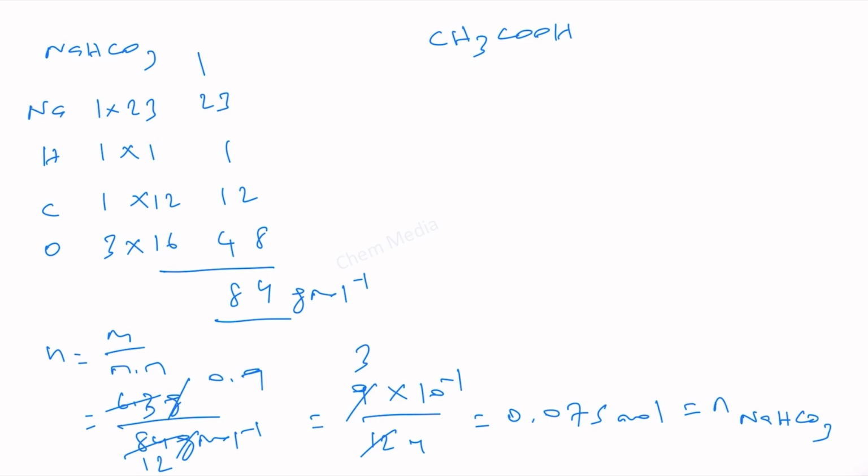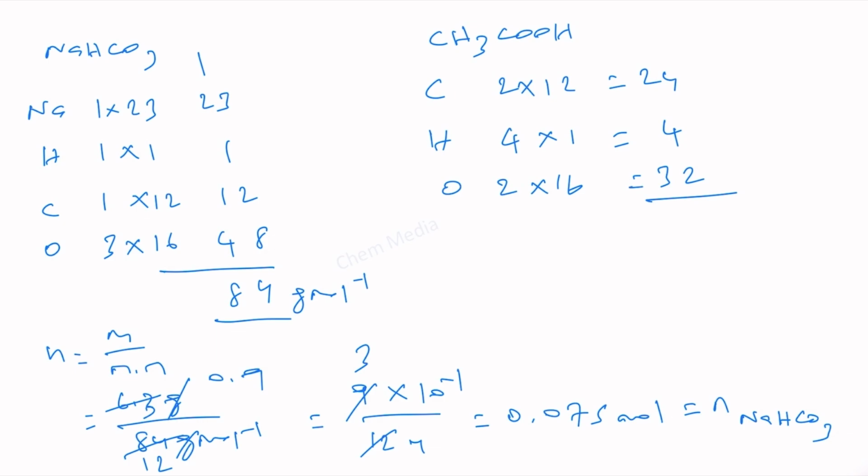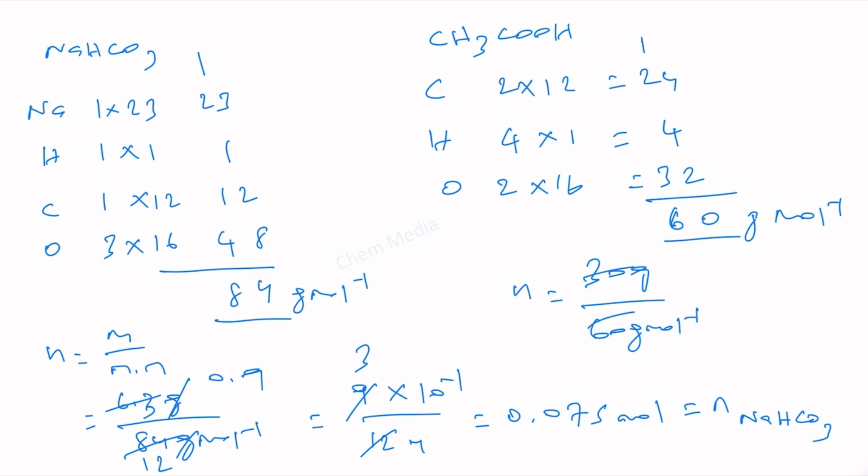Acetic acid, molar mass: carbon 2 times 12, 24, and then hydrogen 4 times 1, 4, and then oxygen 2 times 16, 32, and this will be 10, remaining 1, so 60 gram per mole. Therefore, here the number of moles will be 30 gram divided by 60 gram per mole. Therefore, this is simply 1 by 2 and therefore 0.5 moles.